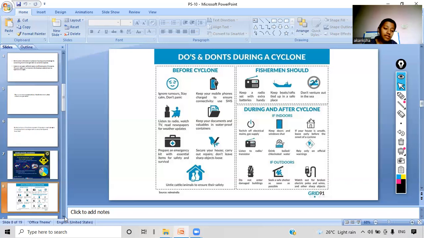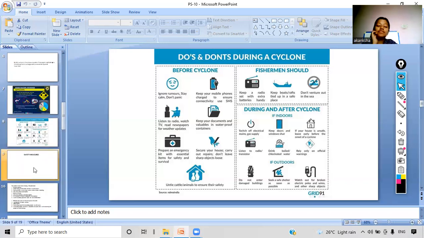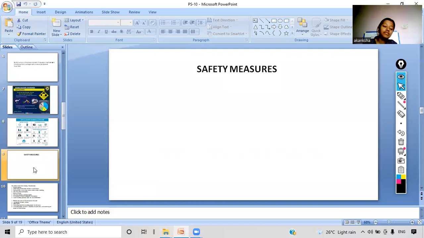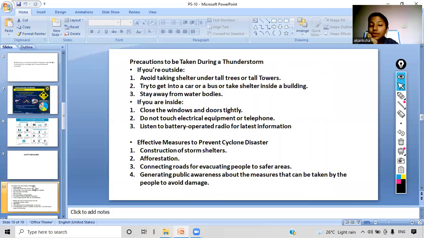So now let's move ahead. What are the safety measures that we should take during a cyclone or a thunderstorm? Precautions to be taken during a thunderstorm, if you are outside: avoid taking shelter under tall trees and tall towers because they may break any time and collapse. Second, try to get into a car or a bus or take shelter inside a building because it will keep your head safe if anything happens. Third, stay away from water bodies as water is a good conductor of electricity, so you may get a shock. These were the points to keep in mind if you are outside during a thunderstorm.